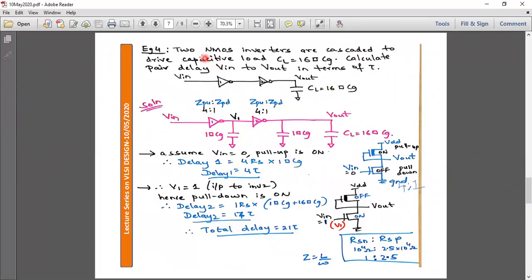So next example, two NMOS inverters are cascaded to drive a capacitive load CL equals to 16 Cg. Calculate delay in terms of tau. Apart from parasitic capacitances, we have a capacitive load at the inverter 2 output terminal, that is 16 Cg. So since these are NMOS inverters, pull up to pull down ratio for both inverters is 4:1. And the parasitic capacitance for NMOS inverters is 1 Cg. So NMOS inverter pull up is NMOS depletion, pull down is NMOS enhancement.